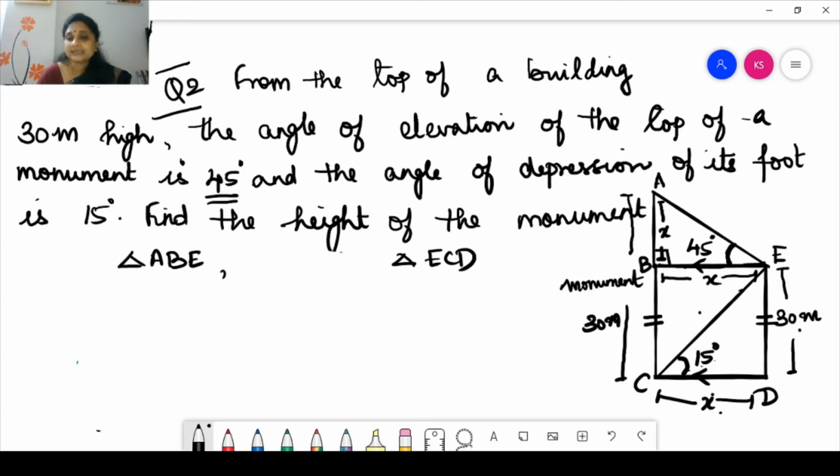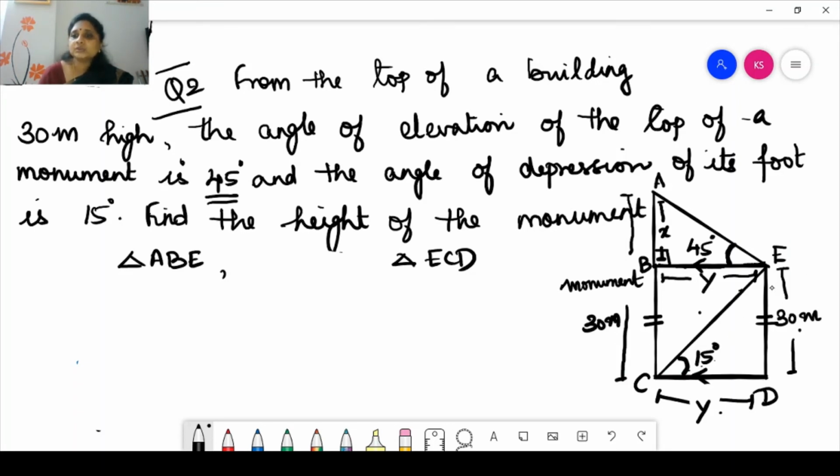Let me name it Y because I've already marked it as X there. So this makes it easy for me to find out the unknown X, correct? So now I have this triangle, I need to find the Y. So how am I going to find it?